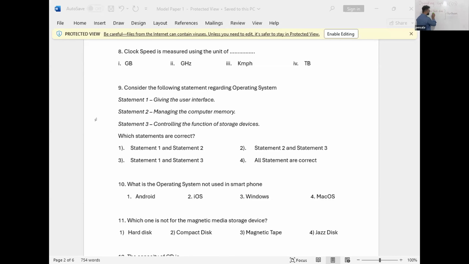So let's take the storage device, the hard disk. Storage device, right? This is the storage example for a storage device. Right? So this is the hardware.